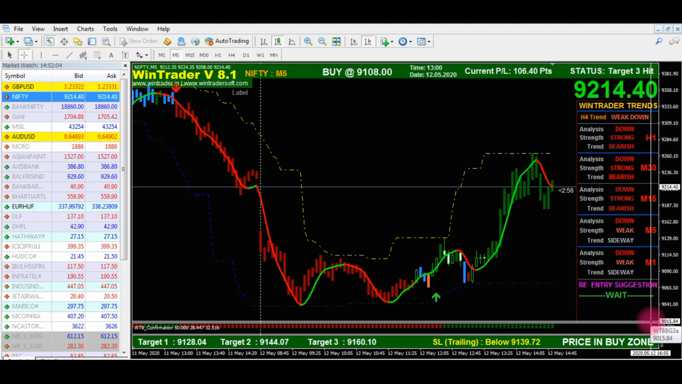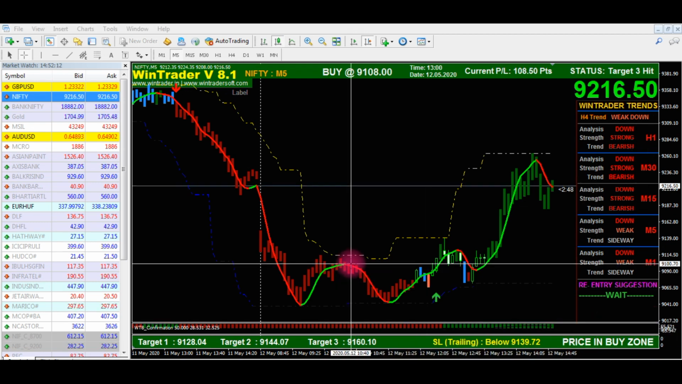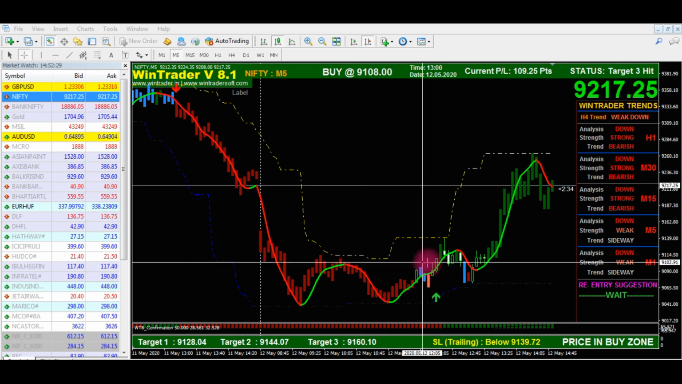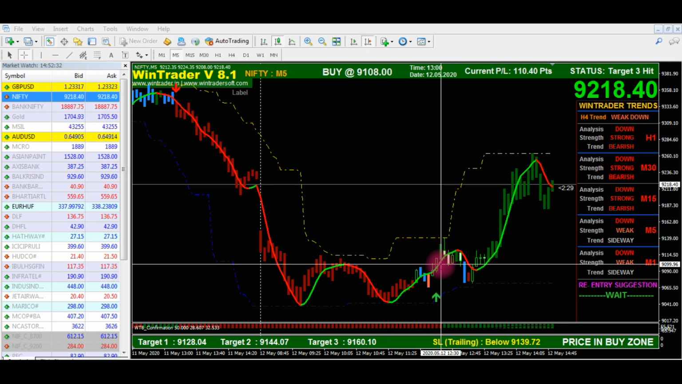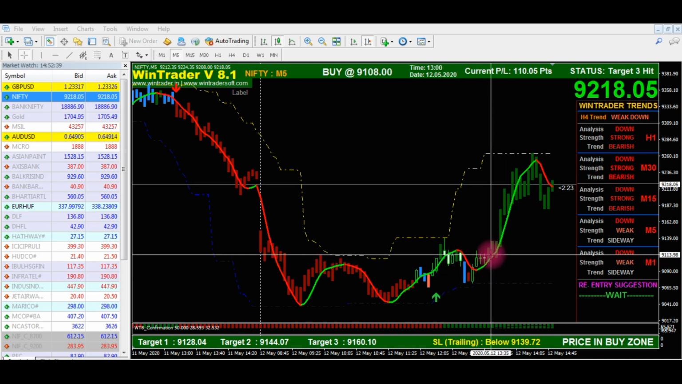Today I'm going to show you how WinTrader 8.1 works in the NSE market, especially in the Nifty market. This is today's Nifty chart, and this is the live market now. This video shows how the signals work, how we can take a confirmed signal, and how much profit we earn from one signal. All of that you will get from this demo video. First we'll show you how the charts work and how we can enter trades from the signals.